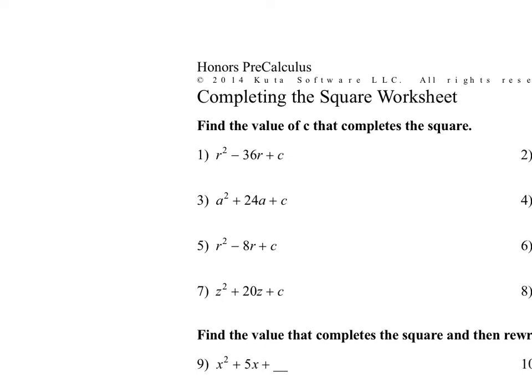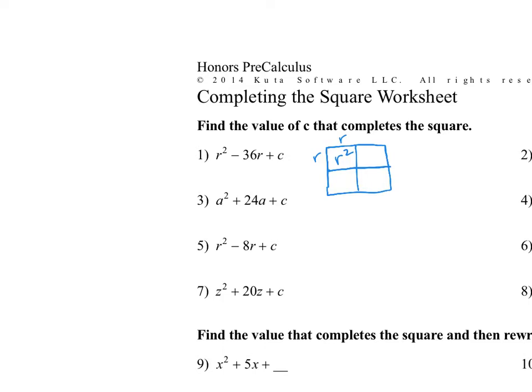Let's see, find the value of c that completes the square. Now, when we're talking about completing the square, we are talking about a real physical square. So if we have r squared minus 36r plus c, if I think about this as an actual square, I'm going to create myself a box. We're going to have the side lengths of this box, or let's say quilt, of r by r, giving us r squared.